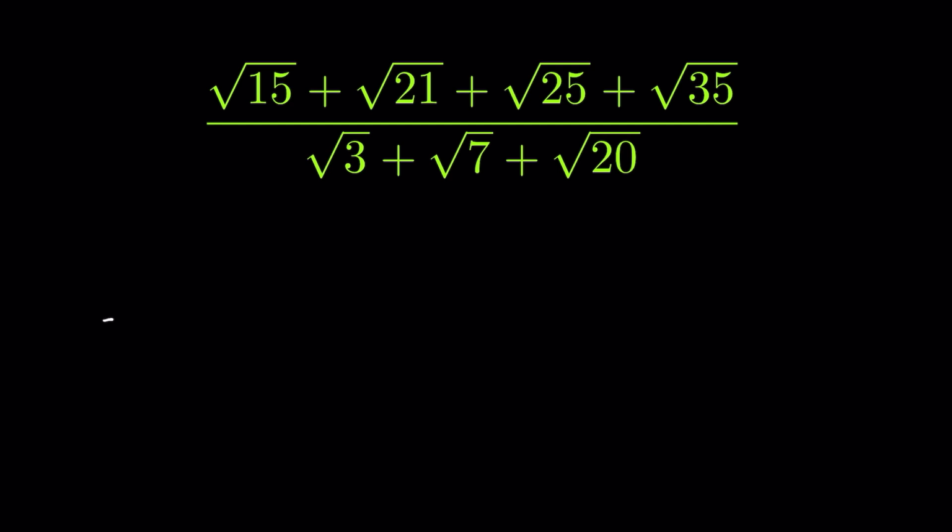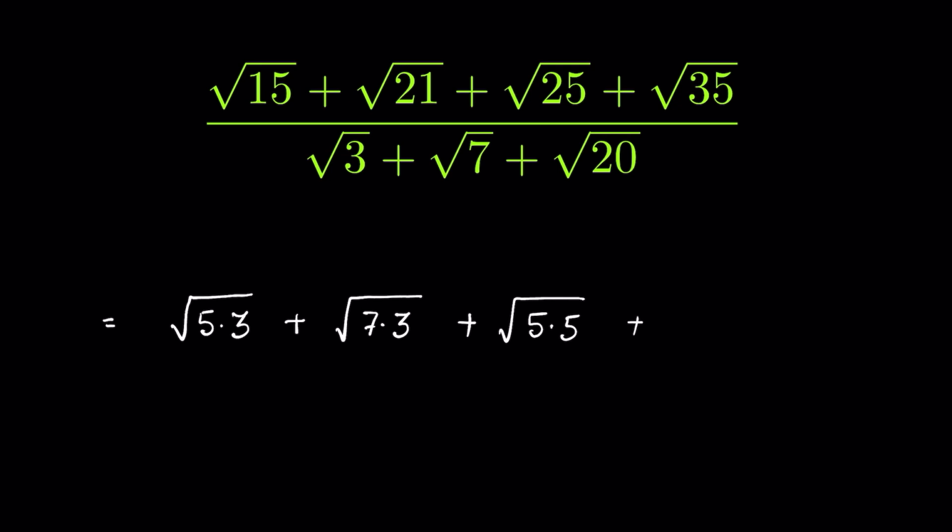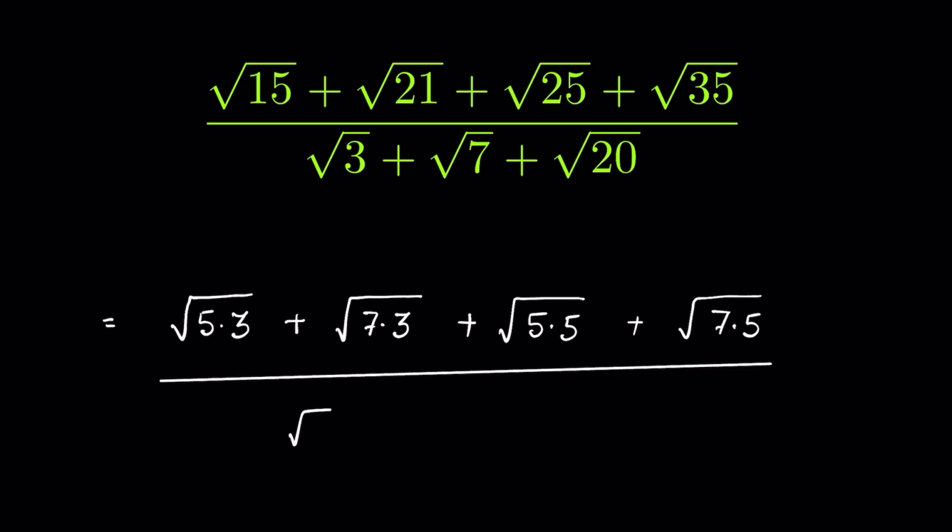Let's try. So square root of 15, this we can write 5 times 3 under square root, then plus square root of 21 is 7 times 3 under square root, plus square root of 25 is 5 times 5 under square root, plus square root of 35 is 7 times 5 under square root. Then upon square root of 3 plus square root of 7, and square root of 20 we can write it as 4 times 5 under square root.